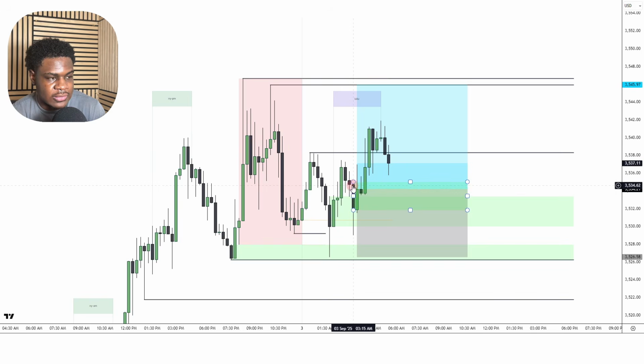This last down close candle is our order block. I want to see price come down into this level and find support to push higher. You can see price comes down into it, finds support there, takes out all those highs.